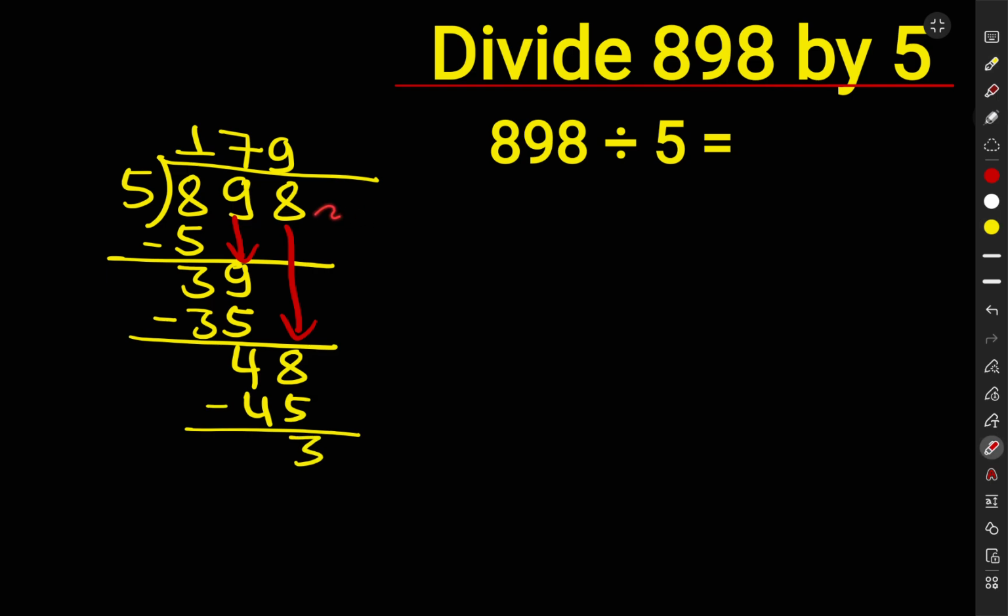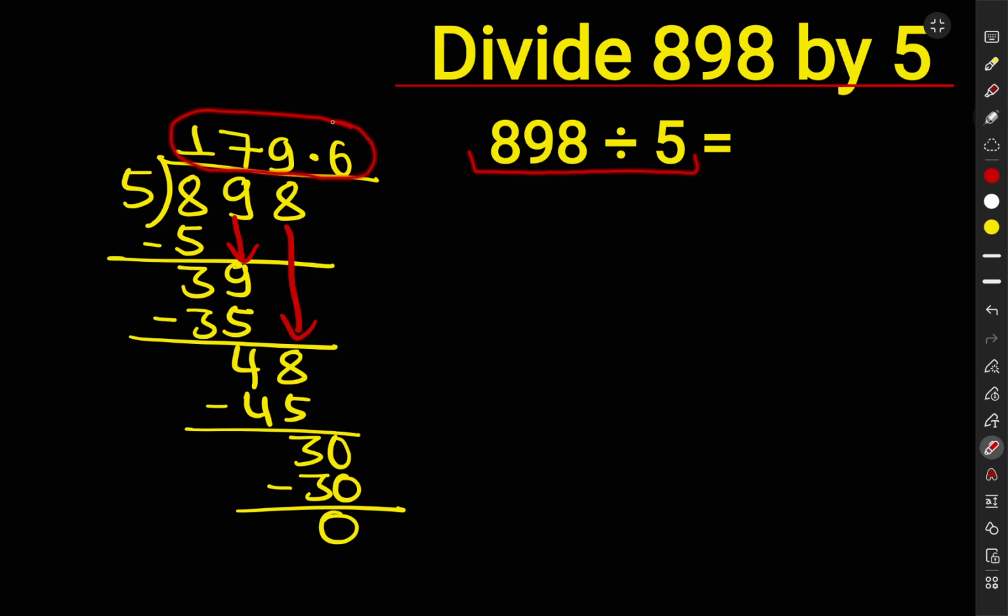So now we have no other number to put down. So we take here a decimal, so that we put 0. So it is 30 and 5 times 6 is 30. On subtracting we get 0. So 898 divided by 5 is 179.6.